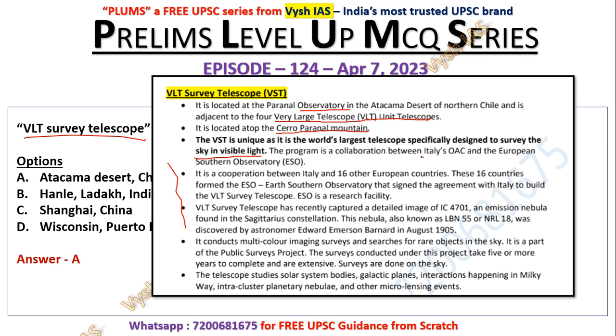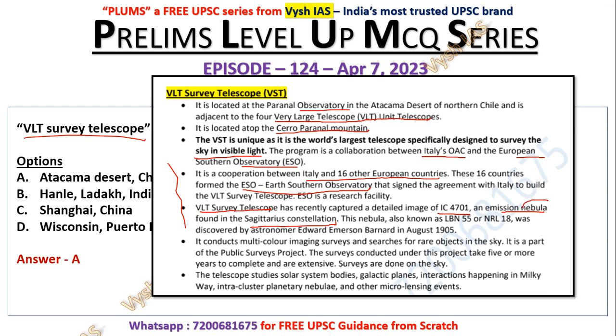It's a collaboration of Italy's one unit and the European Southern Observatory. It is a cooperation of Italy and 16 other European countries. These countries formed the ESO, the European Southern Observatory, that signed the agreement with Italy to build this. The VLT Survey Telescope has recently captured a detailed image of IC 4701, an emission nebula found in the Sagittarius constellation.